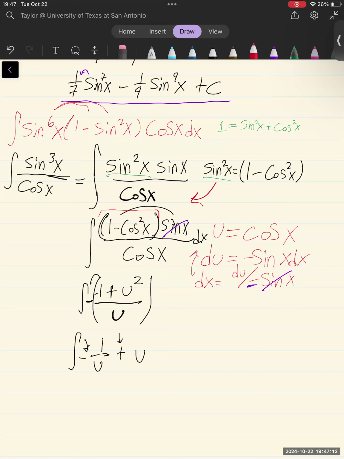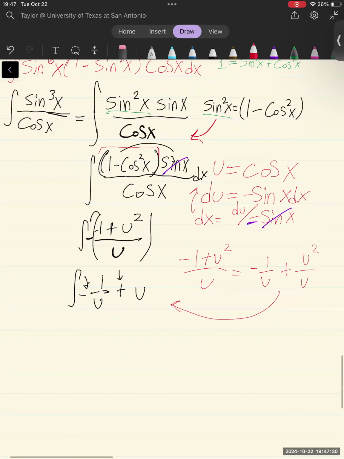So to clarify, just in case, distributing the negative 1 plus u squared over u becomes negative 1 over u plus u squared over u, which is this here. And then it's just standard integration from here. So actually I'll just ask you guys to do this.